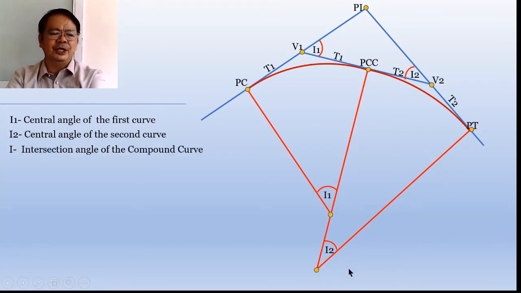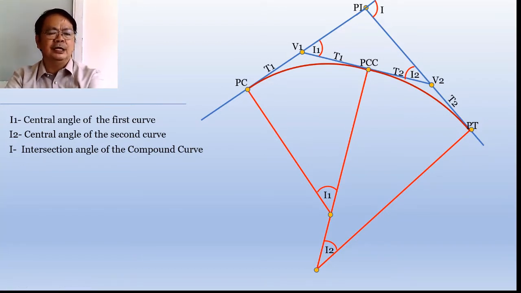Then we also have the intersection angle of the compound curvature. Kung ito yung ating back tangent ng compound curvature, ito yung ating forward tangent ng compound curvature, yung intersection nila, which represent the extension of the back tangent beyond this point, and this angle will be equal to the intersection angle of the compound curvature.